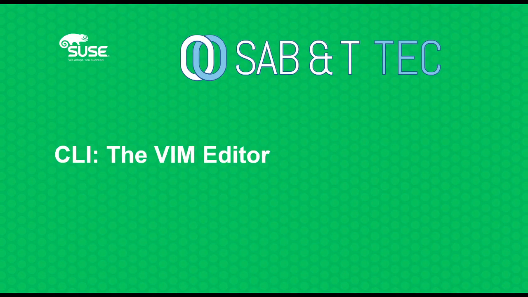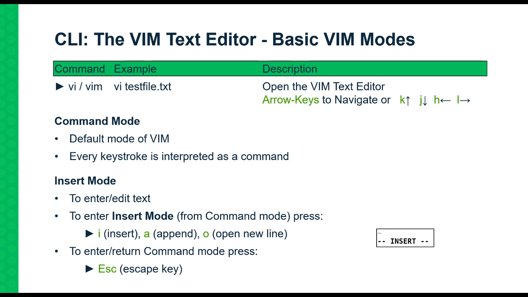Today we start with the Vim editor in our command line interface. So what is the Vim editor? The Vim editor is where we edit our files, our text files. We can add or delete data in a text file. So how do we open the Vim editor? We use the command vi or vim, and then the file we would like to edit.